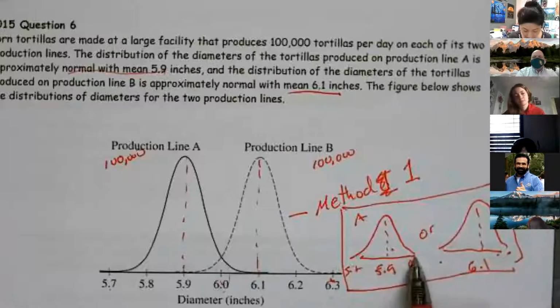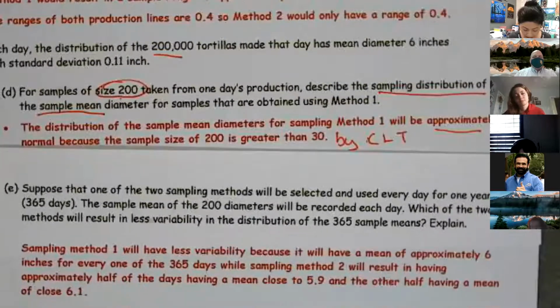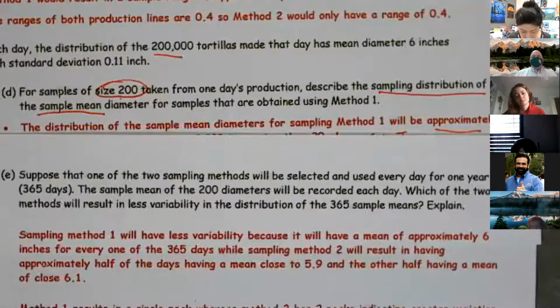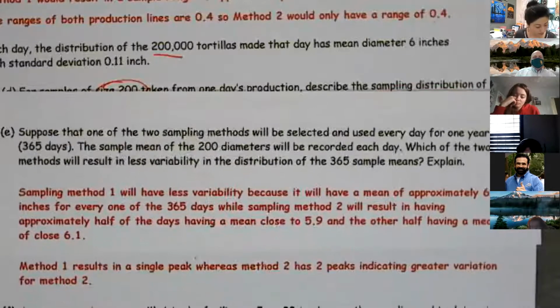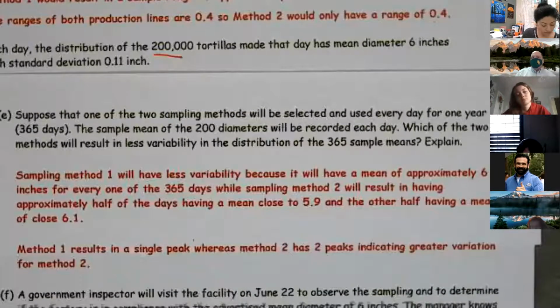So this one has more variation just because I have more means, whereas this one is always going to have the same general mean. So sampling method 1 will have less variability because it will have a mean of approximately 6 inches for every one of the 365 days. While sampling method 2 will result in approximately half of the days having a mean close to 5.9, and the other half having a mean close to 6.1. Method 1 results in a single peak, whereas method 2 has 2 peaks, indicating greater variation for method 2.